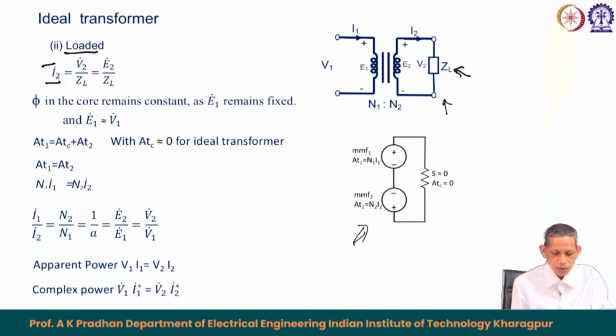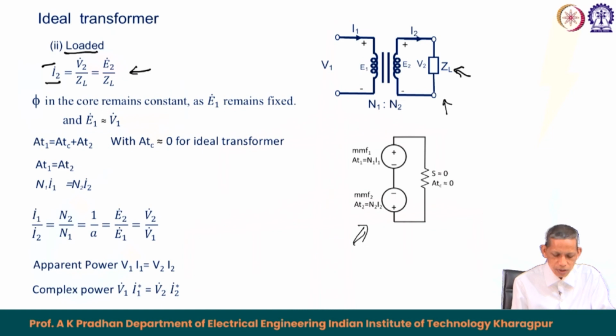That equals, again, we know that for the ideal case V2 happens to be equal to E2. So we put E2 upon ZL. This is the corresponding current-voltage relation at the secondary. But we know that the flux phi in the core remains constant as E1 remains fixed, because V1 remains constant; V1 and E1 are the same.